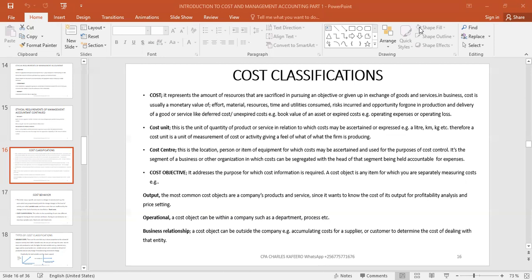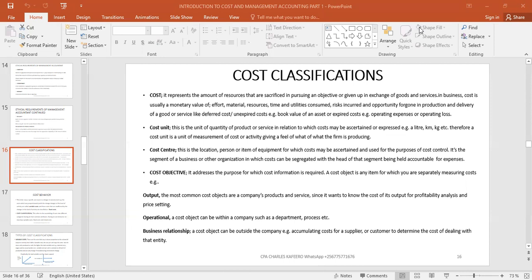Actual costs are the physical items that are incurred in the production of a certain item. Let's say the material, the human effort, that's labor, and the other expenses. But with the notional costs, those are the risks we've incurred or the opportunity cost that we forego in the production and delivery of a good.